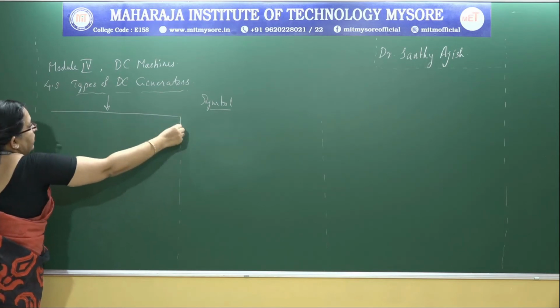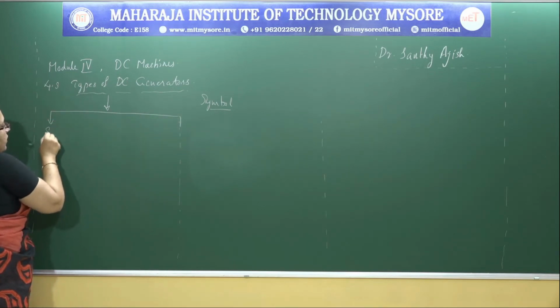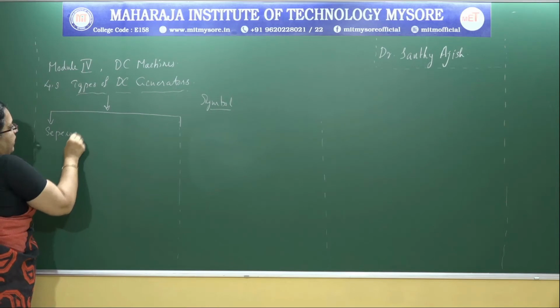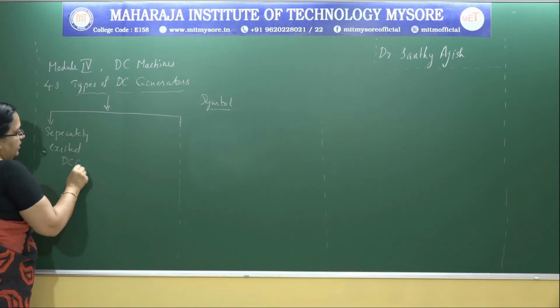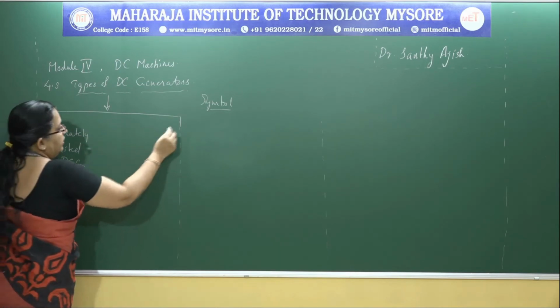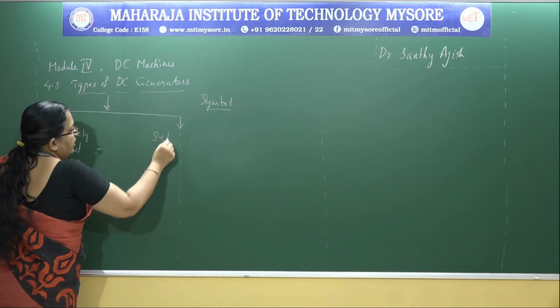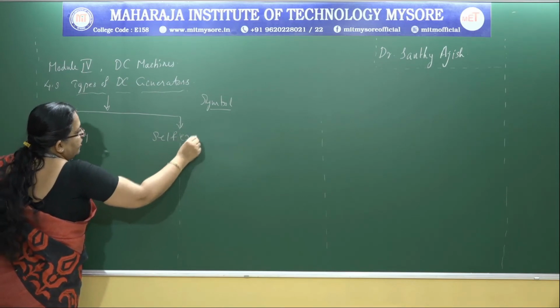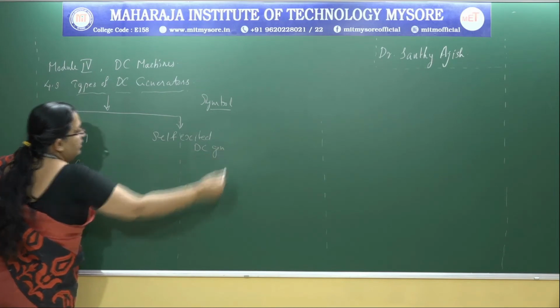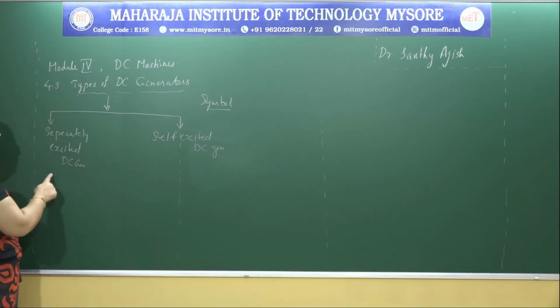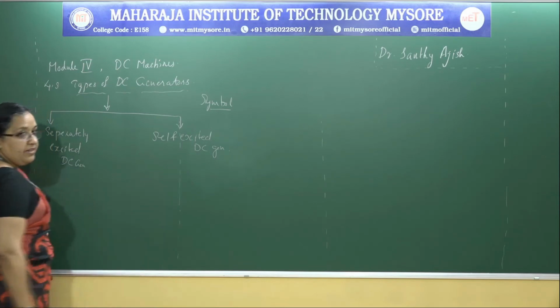The first classification: separately excited DC generators and self-excited DC generators. So separately excited and self-excited.